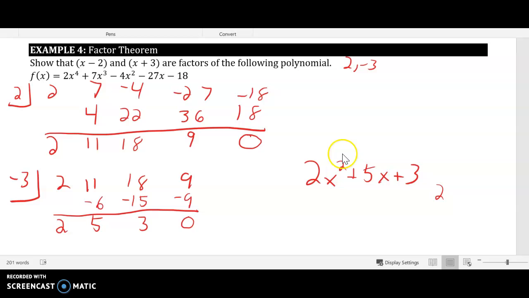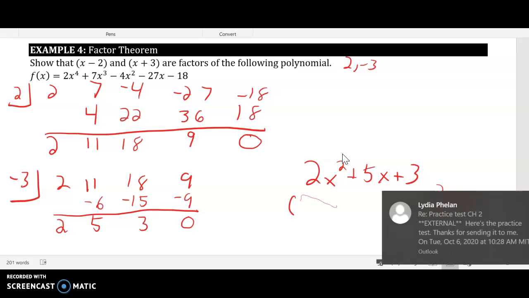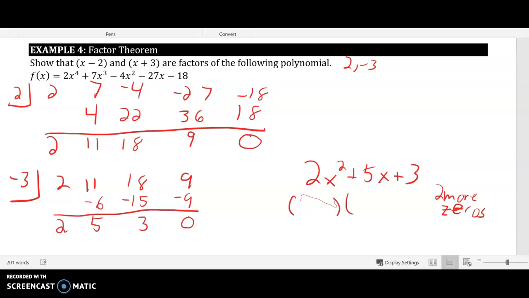There we go. 2 more zeros. We can try to find them by solving this by either using quadratic formula or factoring or some other tool. So let's see if it factors. So we set up our parentheses to factor. This is going to be 2x and x. It's got to be 3 here and 1 here if it's going to work. Signs are the same, they're both positive. This is the only way it's going to factor if it works.